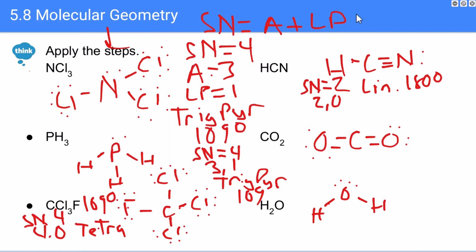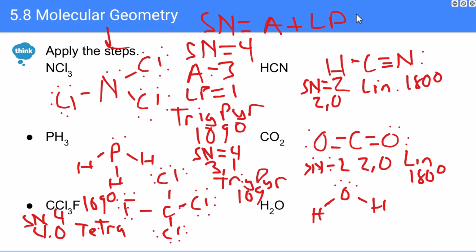Same with this one down here, CO2. Remember, it's the number of atoms, not the number of bonds. So for this one down here, my steric number is still 2. It's 2 and 0, 2 atoms and no lone pairs, linear, 180 degrees.